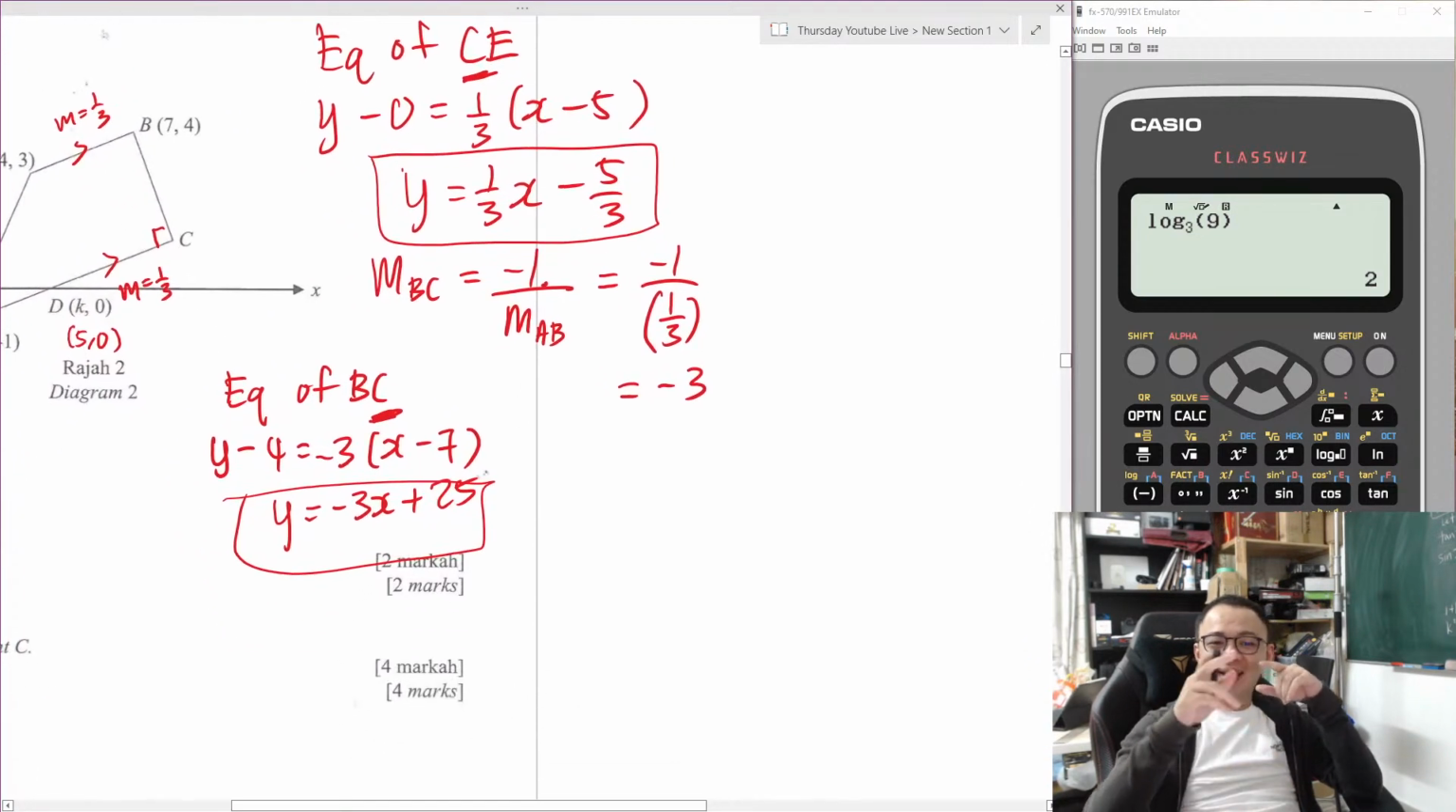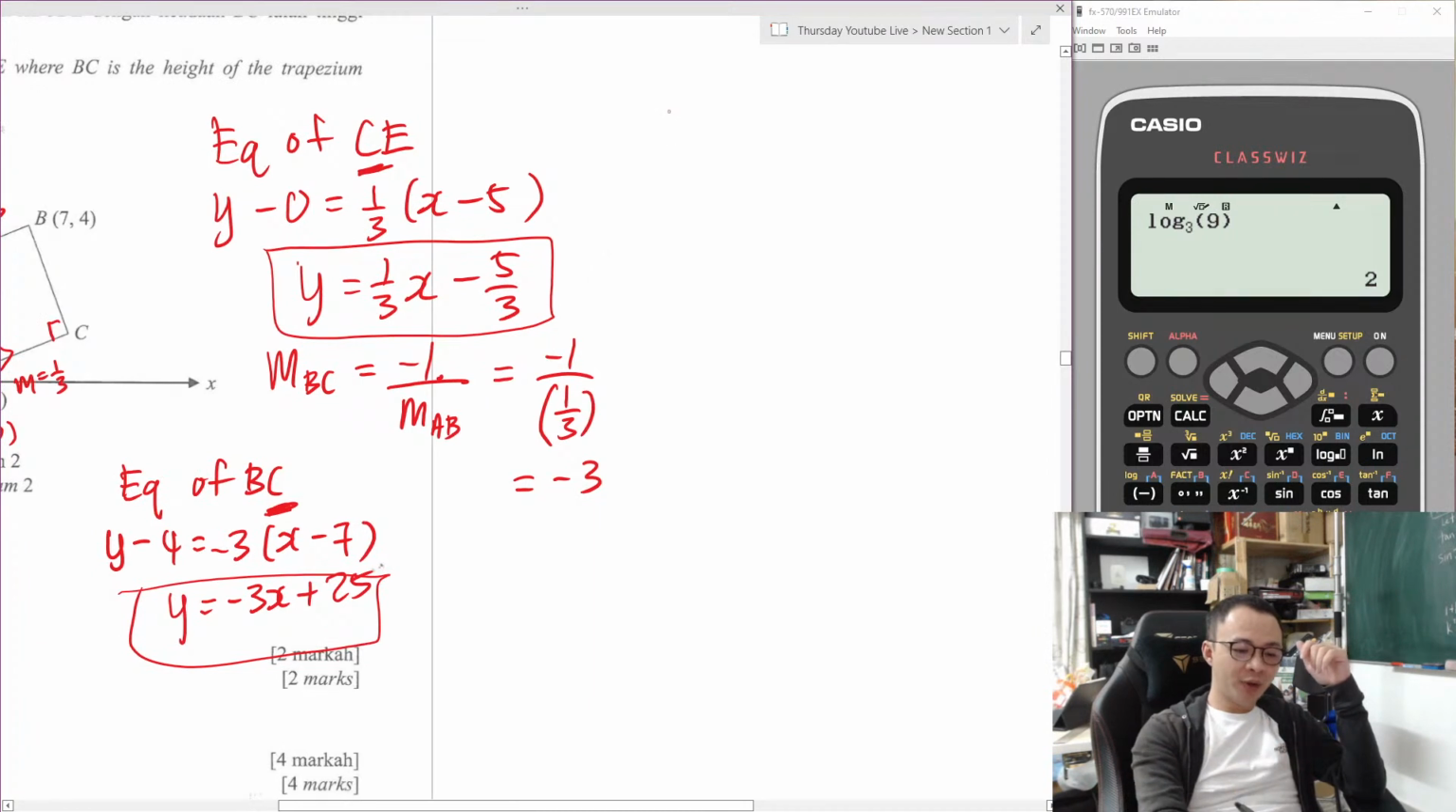Yeah, for parallelogram, you can use the midpoint. Rhombus also you can use the midpoint, but not trapezium. Okay, so 1 over 3x minus 5 over 3 equals negative 3x plus 25. Let's solve it. This one move to the other side, plus 3, I will get 10 over 3x.